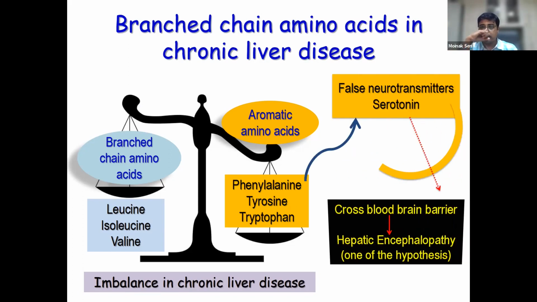And these aromatic amino acids actually cause false neurotransmitters such as serotonin to circulate into the brain, cross the blood-brain barrier, and cause more of hepatic encephalopathy.